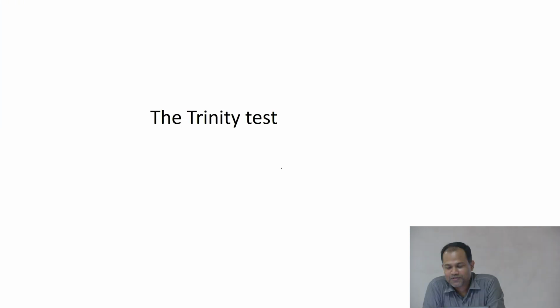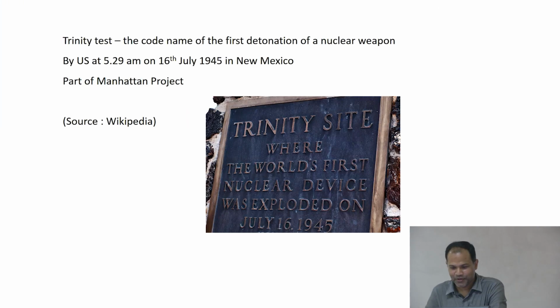So let's see. Okay, so Trinity test actually is a code name. It was the code name of the first nuclear bomb that was tested. So now, nuclear reactors and everything is very common. But a long time back, that's 1945, when actually this test was held. This was held in what is now Mexico, in a place, okay. In fact, all these things are taken from Wikipedia. You can read more about it there.